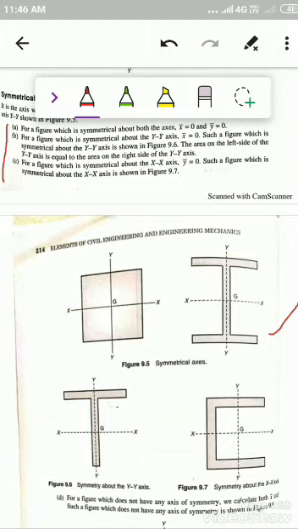If you divide this section along the x-axis and y-axis, it is the same. The left side of the x-axis and right side of the x-axis, left side of the y-axis and right side of the y-axis, both are similar. So then we call it a symmetric axis. Clear? Any axis which can divide the entire plane into two symmetrical halves, we call it a symmetrical axis.